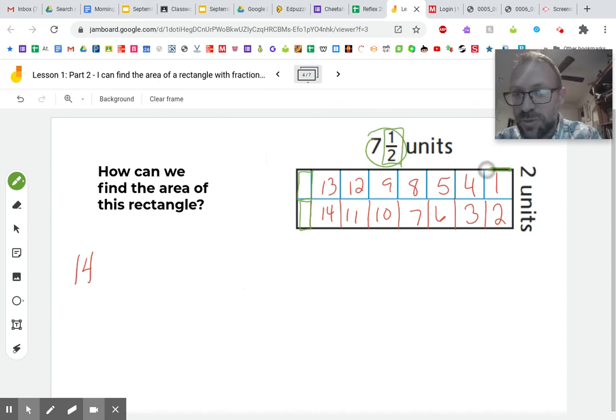So if we just count up units, we got 1 here and another 1 here and a 3rd unit of length there and a 4th unit there and a 5th and a 6th and a 7th. And then we have 1/2 of a unit, right? This distance is 1/2.